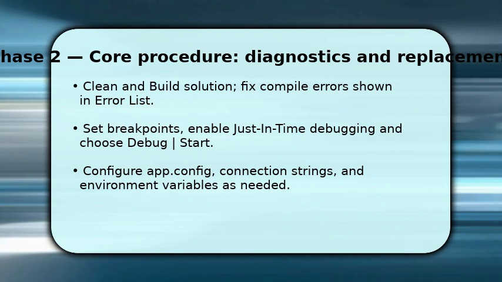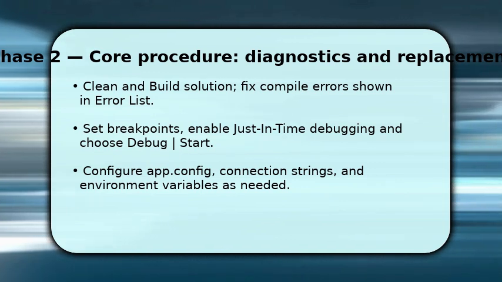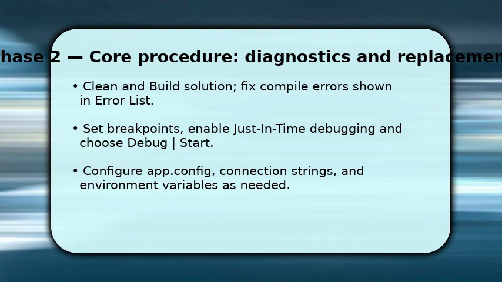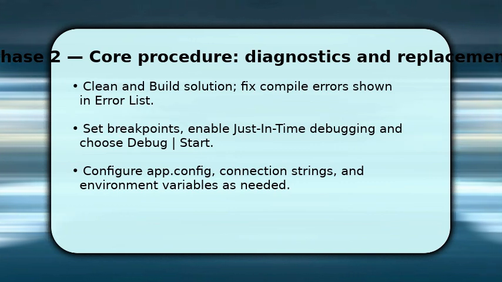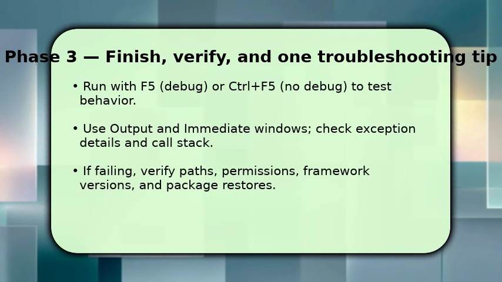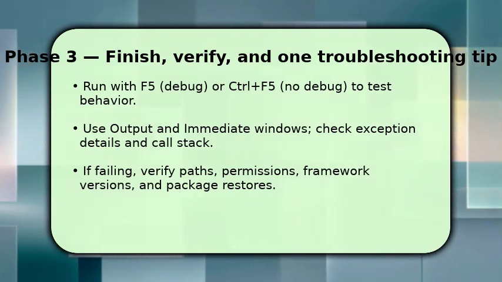Make sure app config and connection strings are correct, and set required environment variables in project debug settings. Also validate platform target, x86 versus x64, so native dependencies load properly during runtime. Finally, run the application with F5 to debug or Control plus F5 to run without the debugger.